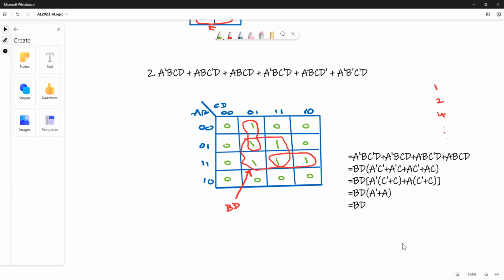The easiest way to do it is you just look at the changes. So in this group, you can look at these two values. B is not changing, but A is changing. So you will get B. And in this direction you see, right? C changes, but D remains as it is. You put D. So this group represents BD.